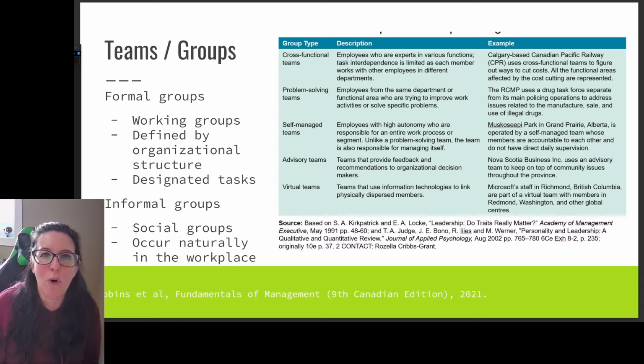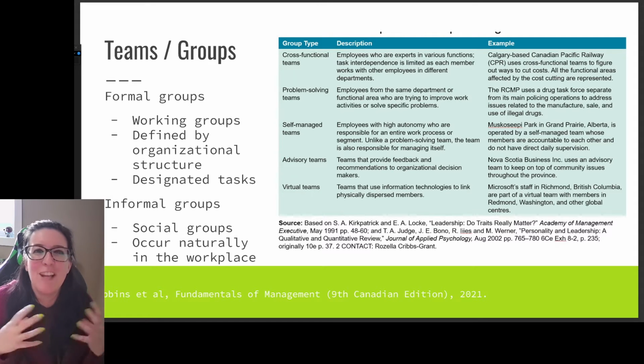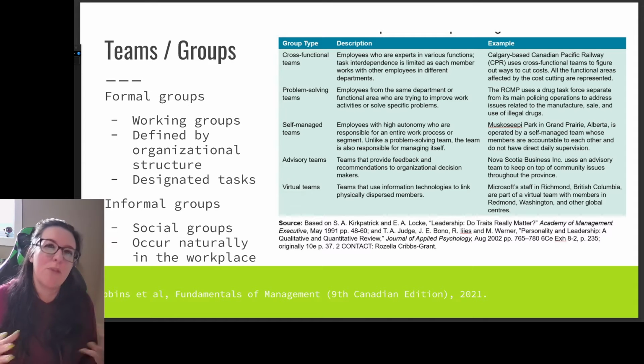When we talk about formal groups, they are part of that departmentalization in your organizational structure. So how are you grouping people together? When you have people work together in terms of their area of specialization, so we have an HR department, a marketing department, that formal group is going to be the marketing team, the marketing group, or the HR group. So they are a group because we have put them together based on that departmentalization. They have designated tasks and roles. So that's a formal group.